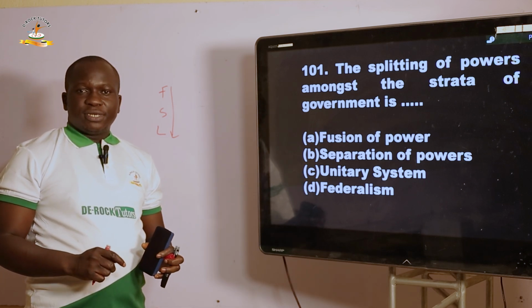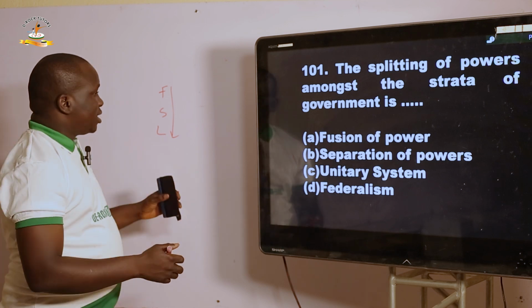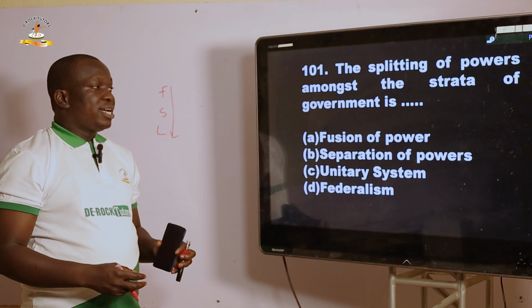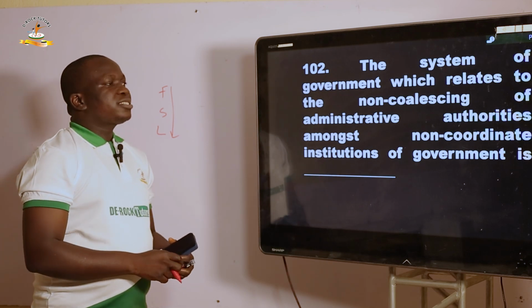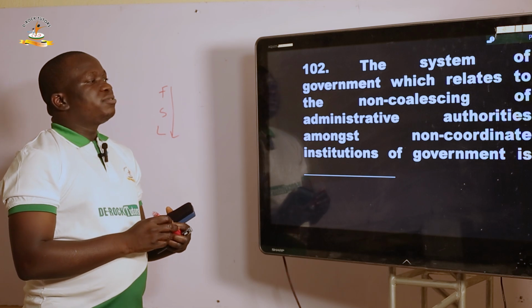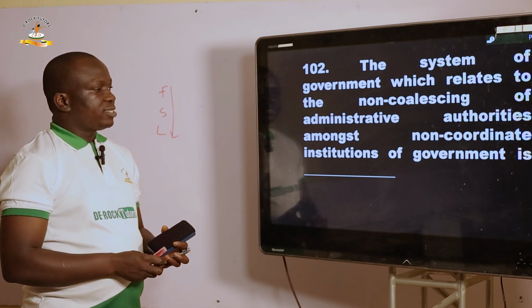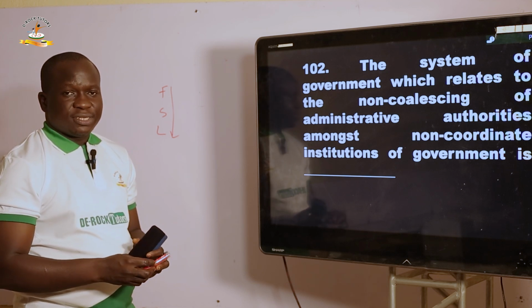Federalism has to do with the division of powers between the tiers of government, and tiers of government are also called strata or layers or levels of government. Now to the next question. The system of government which relates to the non-coalescing of administrative authorities amongst non-coordinate institutions of government is dash.